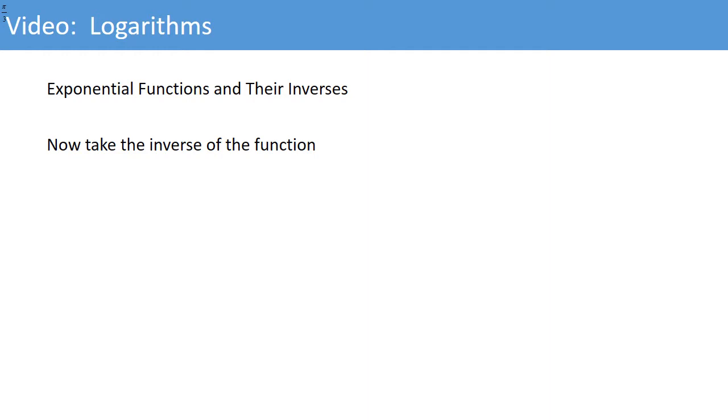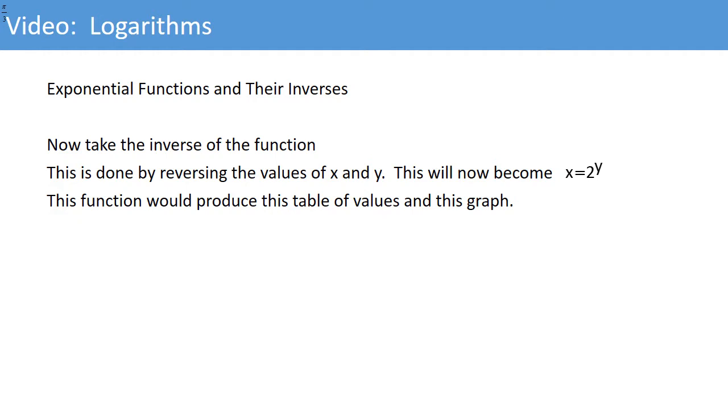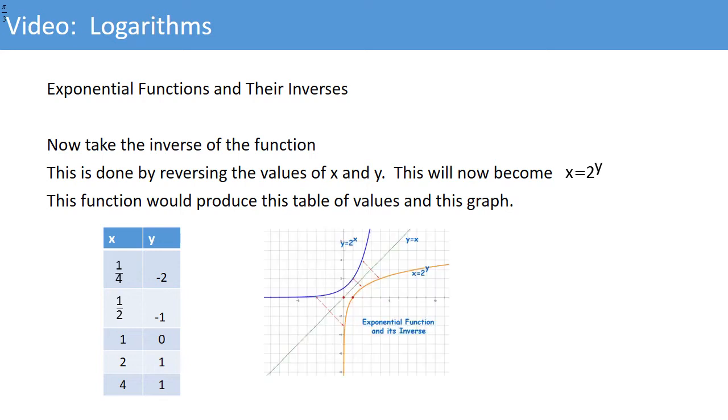Now, let's take the inverse of the function. This is done by reversing the values of x and y. This will now become x equals 2 to the exponent y. This function would produce this table of values. Notice the x and the y have switched places, and this graph. The blue line represents the exponential function, and the golden colored graph represents the exponential function's inverse.